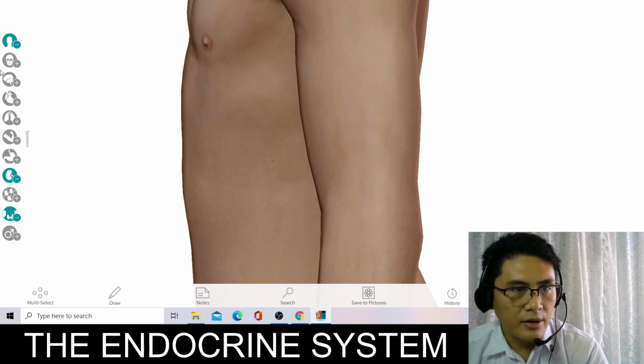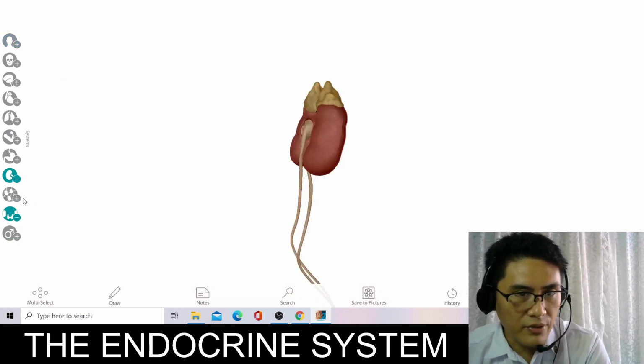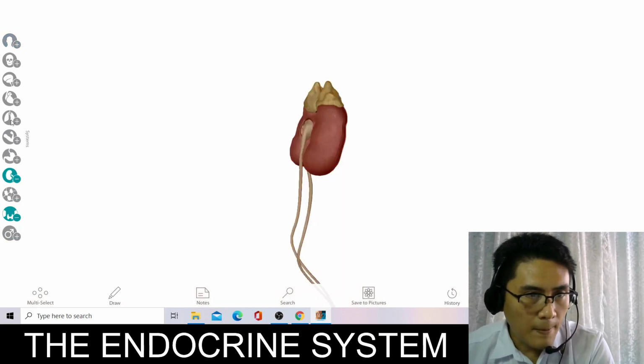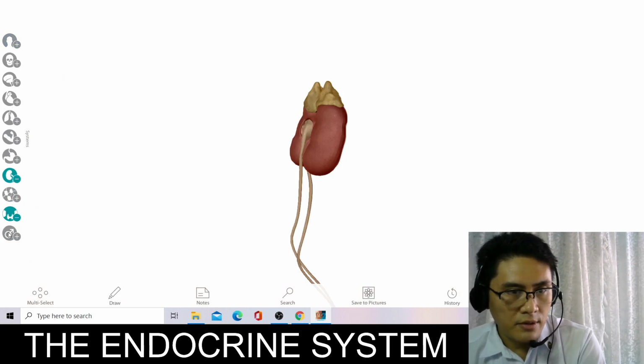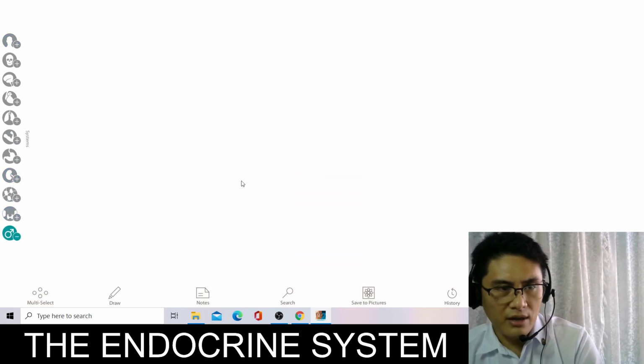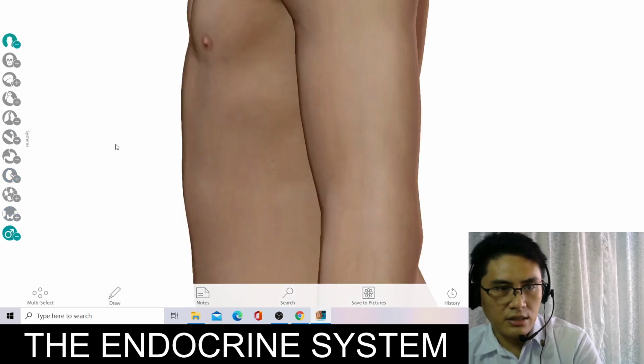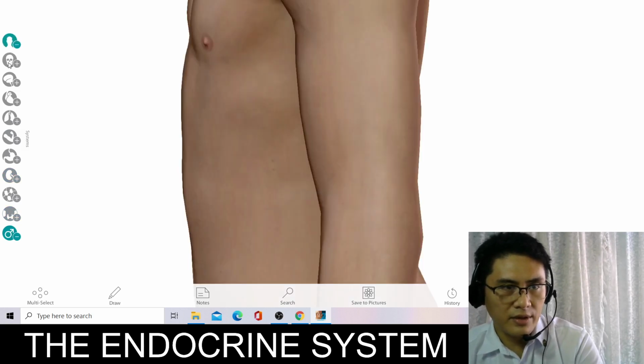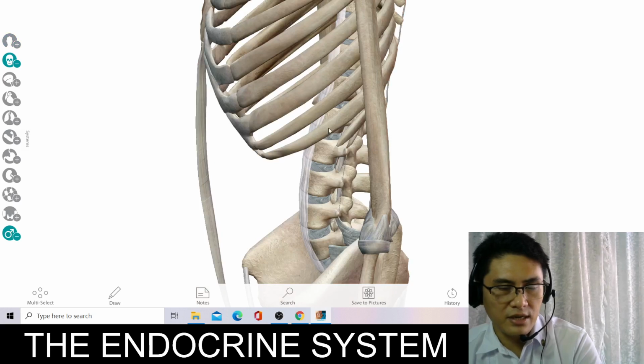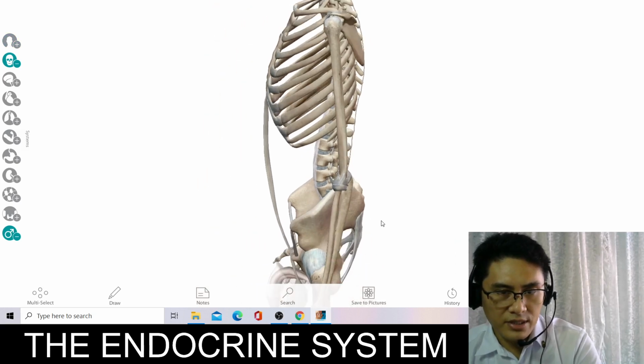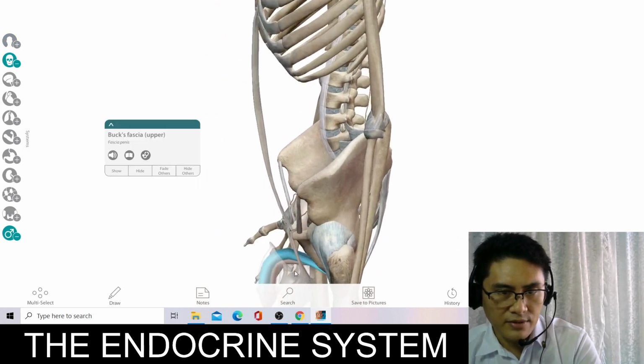and then remove the skin. Let's bring out the reproductive system, because that is where the last gland is. So if we have the skeletal system, remove the skin. You have here the reproductive system, the male reproductive system.